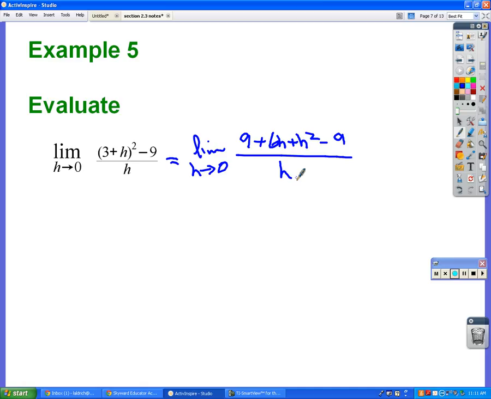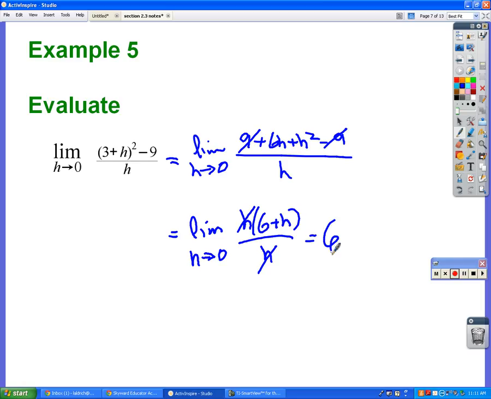Okay, so what can I do now? Cancel out the 9. So you've seen this game before. And let's do our math correctly. What can I do on the top here? Factor out an h. And then once I have factored out that h, I can cancel these. That allows me to substitute 0 in there directly. And so I find that my answer is 6. Okay? So we've kind of gone through a lot of this before. We're just doing it in a little more formal way right now.